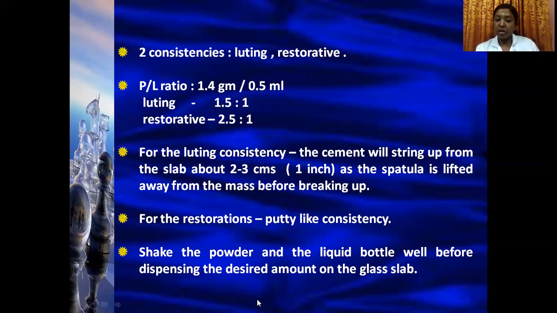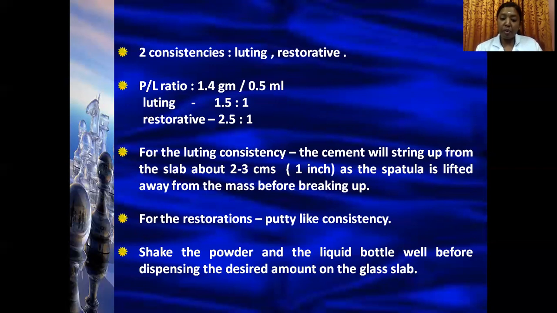So first, before dispensing, whatever the consistency, luting or restorative. Luting is mainly used to lute your crowns, bridges, FPDs, inlays, onlays, whatever it is. And your restorative consistency is mainly used as a thermal insulating base underneath your class 1 or class 2 amalgams. So the first thing is you shake the powder.